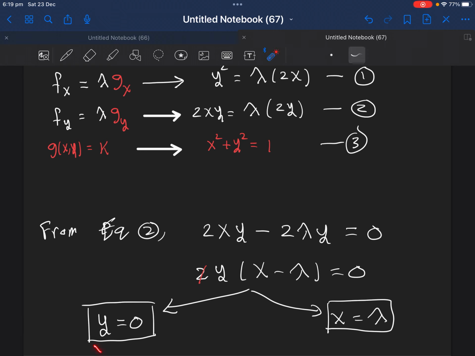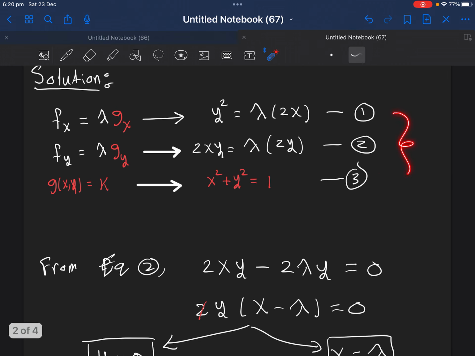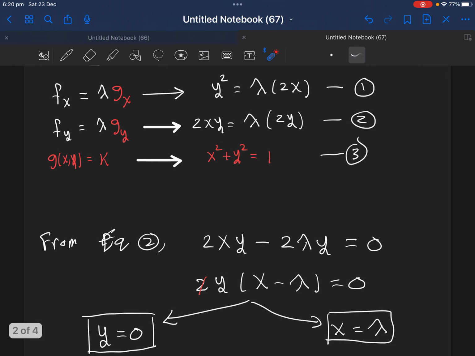Each one will give me x and will give me lambda, and I will fill the table. This one will give me y and lambda and x. So I take all the possibilities if y equal to 0, and all the possibilities if x equal to lambda. And that's how we will do it up here. So I will start by assuming y equal to 0, and I will substitute in these three equations what happens with y equal to 0. Of course, equation number 2 I already used, so I will not use it.